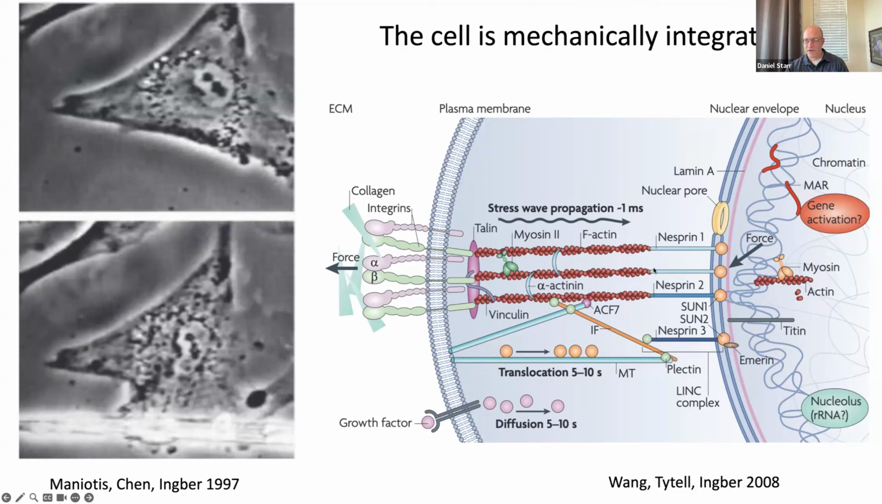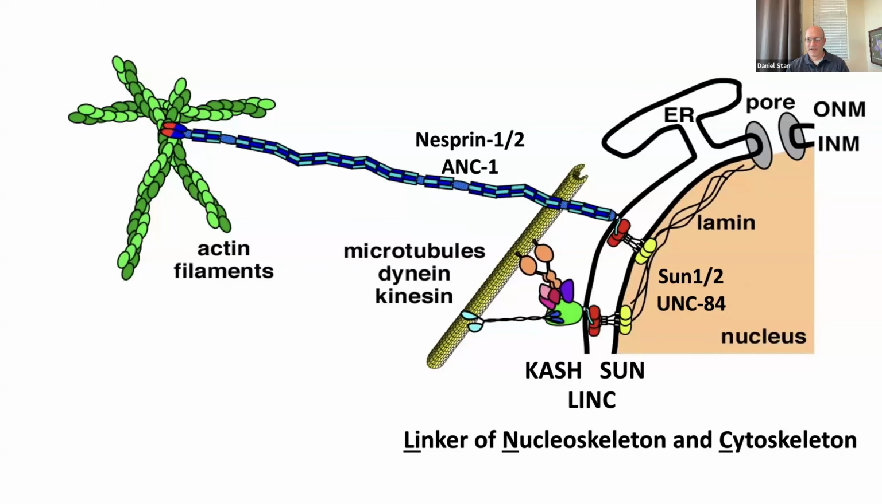What I want to focus on today is the LINC complex, which transfers the forces from the cytoskeleton across the two membranes of the nuclear envelope and into the nucleus to the lamins and the chromatin. This is our model of how LINC complexes work, or this was our old model. I'm going to tell you there are some problems with this model throughout the talk today.